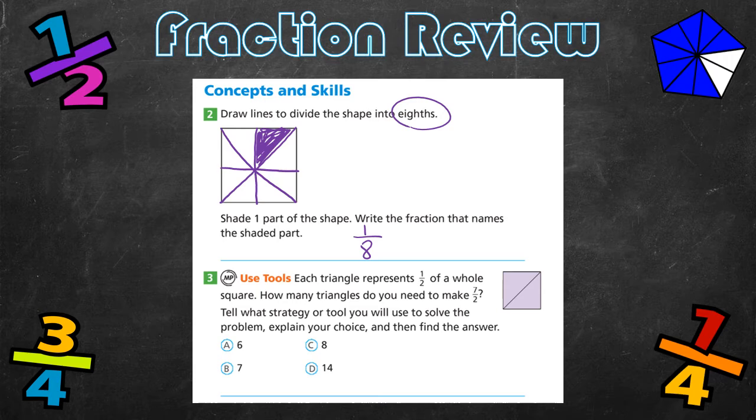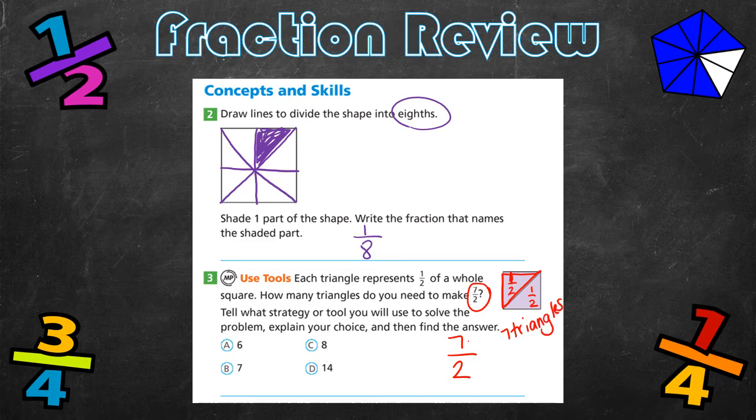Number 3, use tools. Each triangle represents half of a whole square. How many triangles do you need to make 7 halves? Tell what strategy or tool you will use to solve the problem. Explain your choice and then find your answer. Well, I know that each part is 1/2. And if I look at my fraction greater than 1, my 7 halves, if each one of these triangles represents 1 part, and I want 7 of them, then I want 7 triangles.